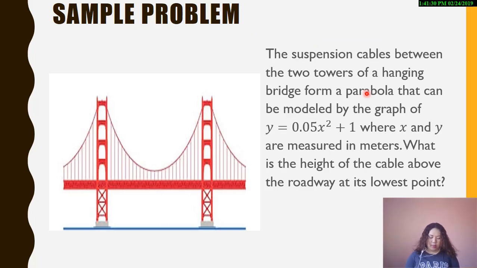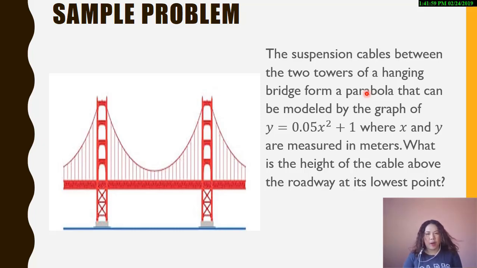Here is a sample problem that I have prepared for you to easily understand quadratic functions and how to solve quadratic function problems. The suspension cables between the two towers of a hanging bridge form a parabola that can be modeled by the graph of y is equal to 0.05x squared plus 1, where x and y are measured in meters. What is the height of the cable above the roadway at its lowest point?